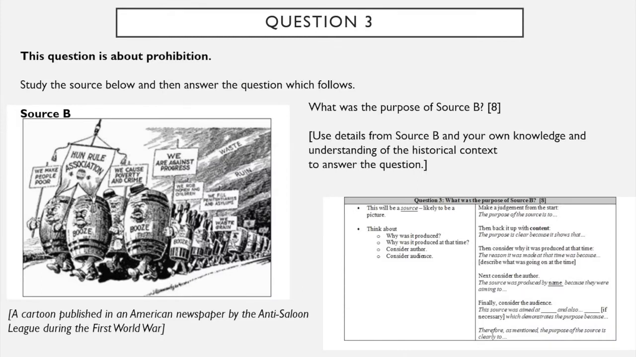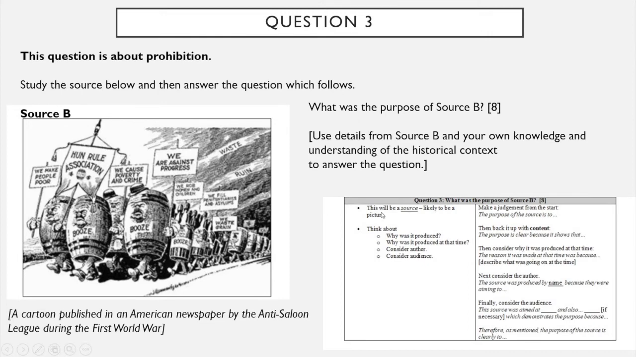So, question 3. This question is always going to be, what was the purpose of source B? Source B will change. Again, we're checking our key question. This is about prohibition. Little bit naughty there. Prohibition obviously comes under crime and corruption. Okay. Probably should have been a little bit more explicit there, but crime and corruption is what we're looking at here. Study the source below and answer the question which follows. So, you're using details from the source and your own knowledge, and we need to really think about the historical context in this one.